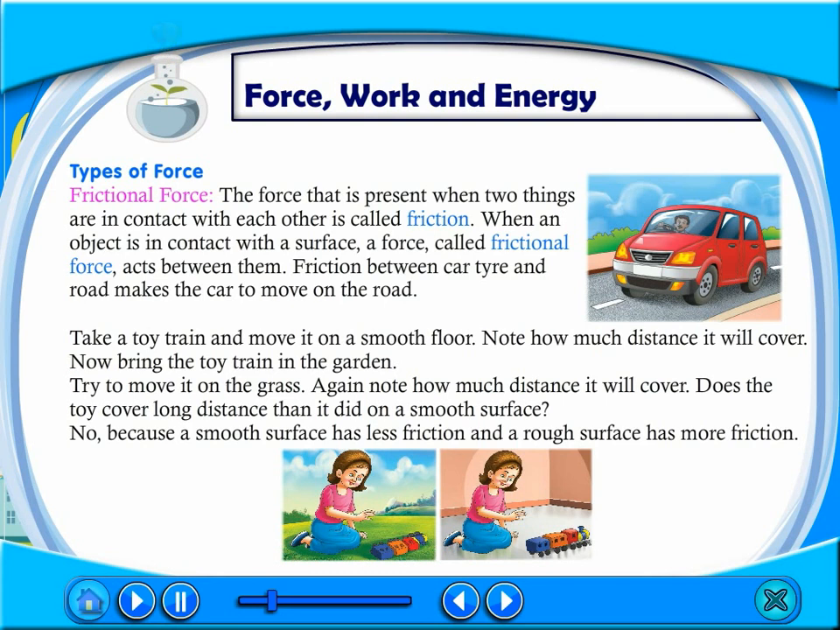Take a toy train and move it on a smooth floor. Now how much distance it will cover? Now bring the toy train in the garden. Try to move it on the grass. Again note how much distance it will cover. Does the toy cover long distance than it did on a smooth surface? No, because a smooth surface has less friction and a rough surface has more friction.